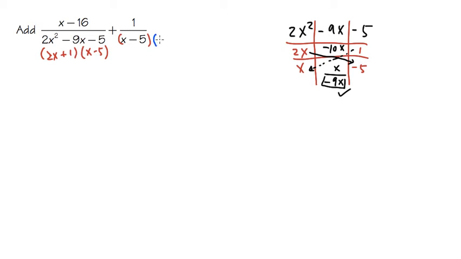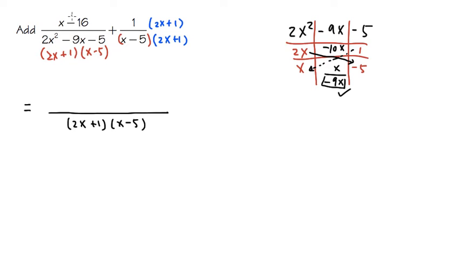Let me multiply the top and bottom by 2x plus 1. This way you see the denominator will be the same, 2x plus 1 times x minus 5, right? Same thing now. So the result is going to be this. I'm going to put down the denominator, 2x plus 1 times x minus 5, okay? And then for the first fraction, on the top, it's just x minus 16. Let me put it down, x minus 16.